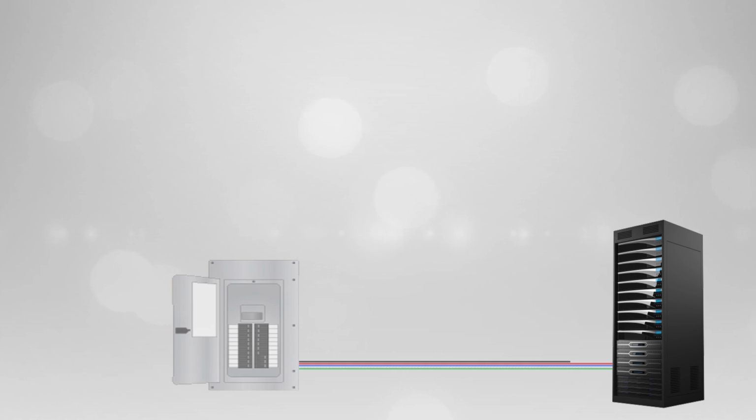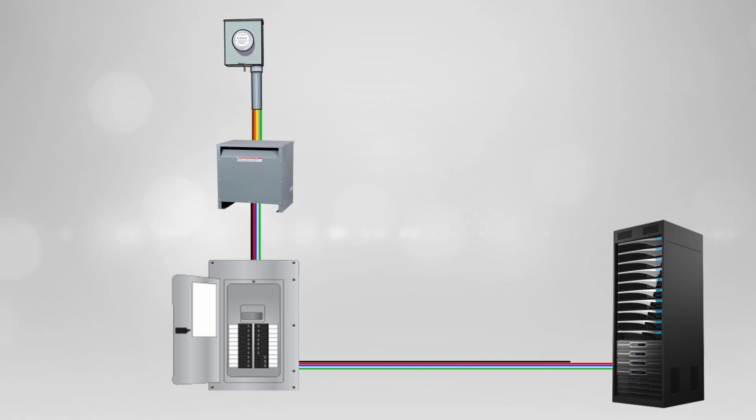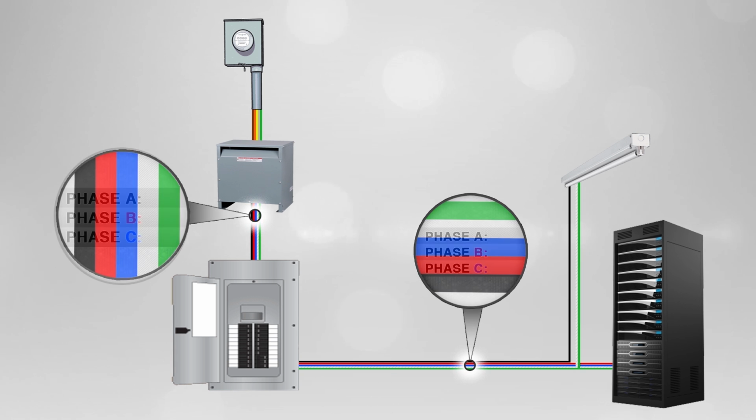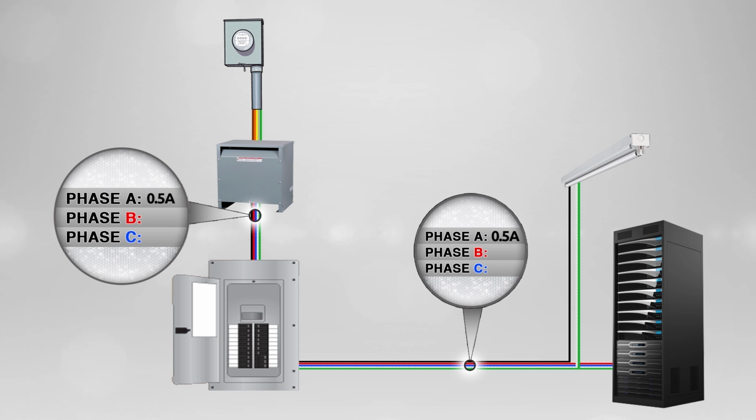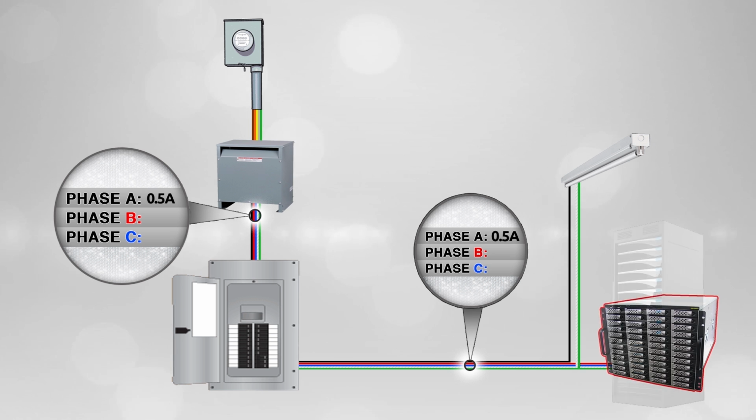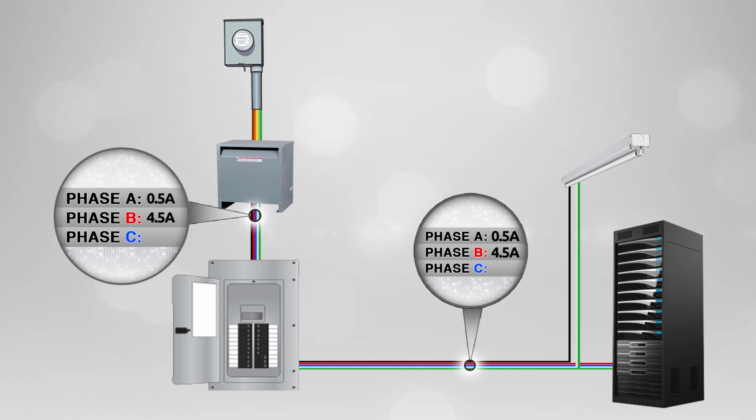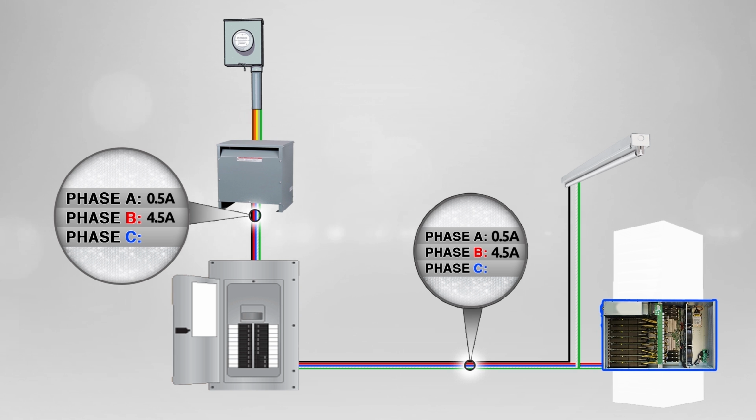This demonstration is done on a server rack installed in an isolated 3-phase 240-volt panel. Phase A contains a small amount of area lighting and has an average current draw of 0.5 amps. Phase B contains mainly storage and has an average current draw of 4.5 amps. Phase C contains a variety of GPU processing and has the highest average current draw of 18 amps.